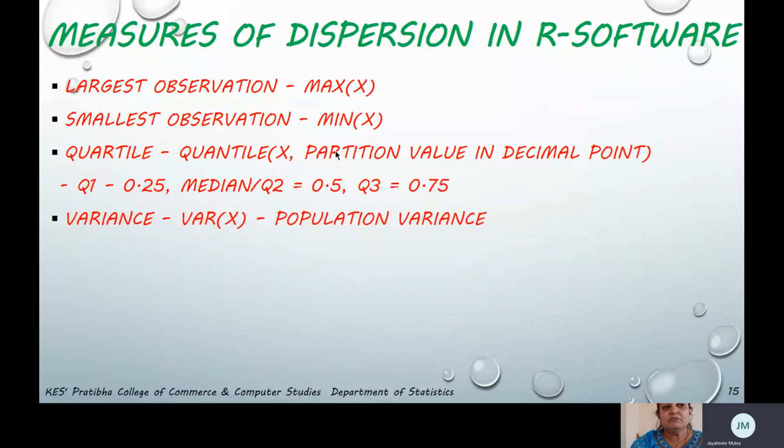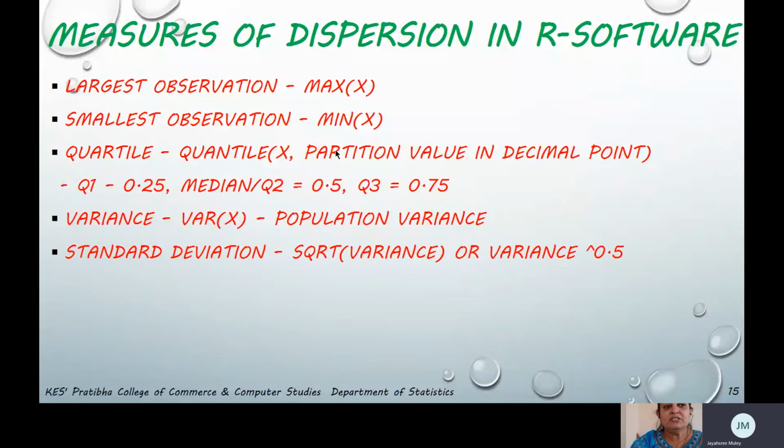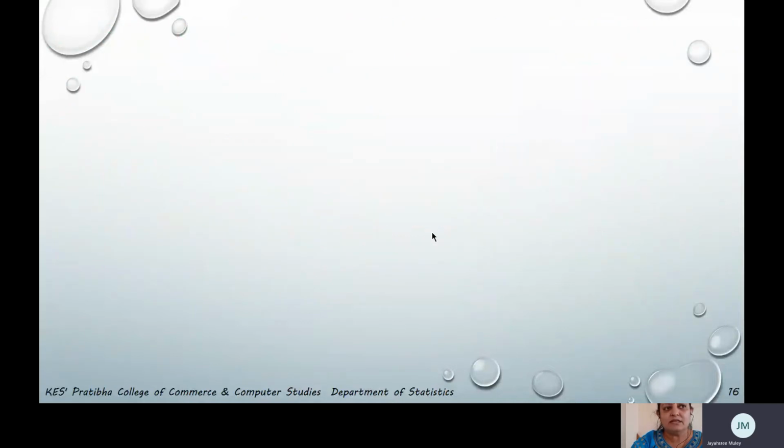Variance for the population we calculate using the command var of x. Standard deviation, we know that it is the square root of the variance as we studied in the module number 2. So that square root of variance we will take, or variance to the power 0.5 you may select also. So that is also the command. Then for the mean deviation about median we require the absolute value. So that absolute value of x we will select.